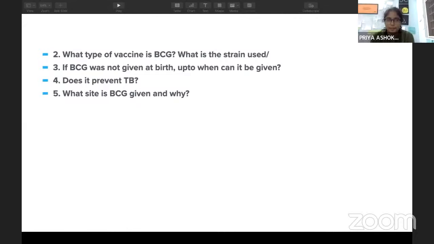Does BCG prevent TB? It doesn't prevent TB. It prevents the complications of TB. Okay, major complications of TB. Right. And what site is BCG given and why? It is given in the left upper arm deltoid, intradermal. I guess to maintain uniformity across all. You're right. Okay, all five. Right.